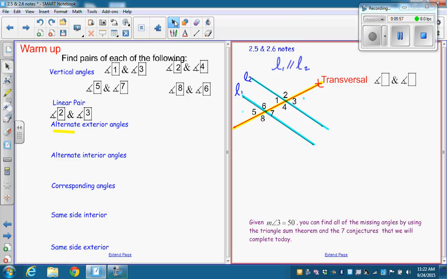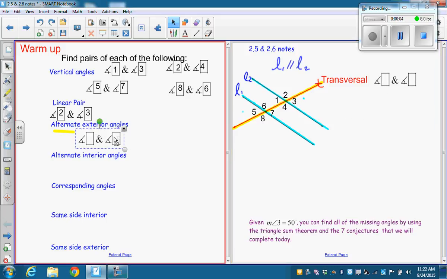So 5 and 3 is one set. What's another set? Yeah, Josh. 2 and 8. 2 and 8's the other set. And you would just be able to manipulate that for the interior angles, like 1 and 7. Yeah, right?